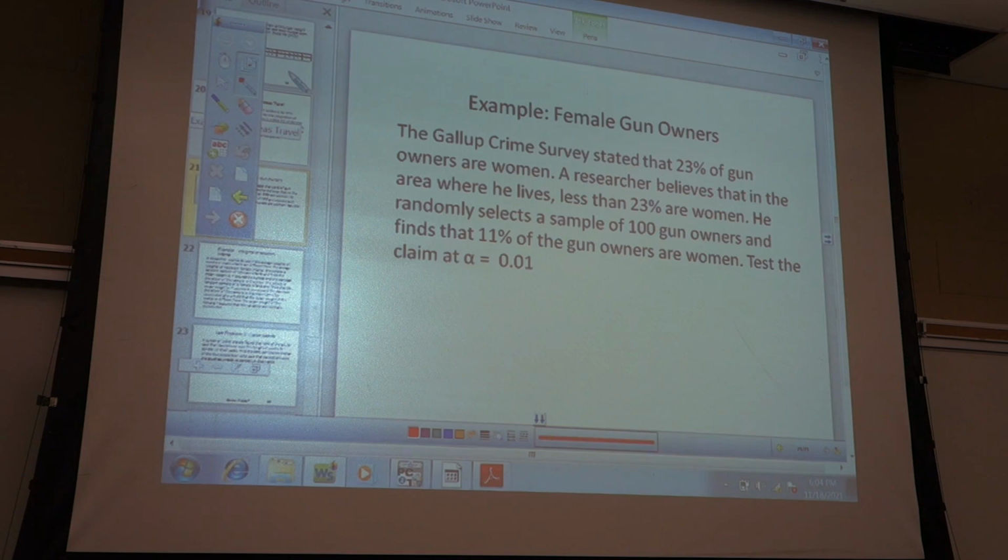Okay, which one is this? A mean or proportion? Proportion. How do you know? That's because of all the percentages. Because of the percentages? Okay, good. Also, no mean or average or standard deviation here anywhere.